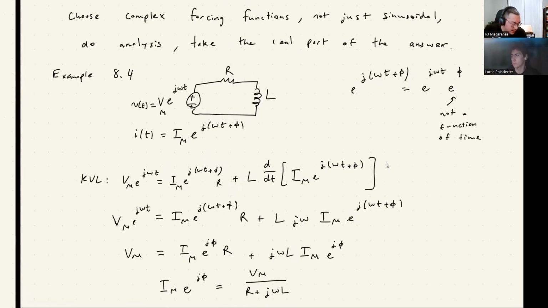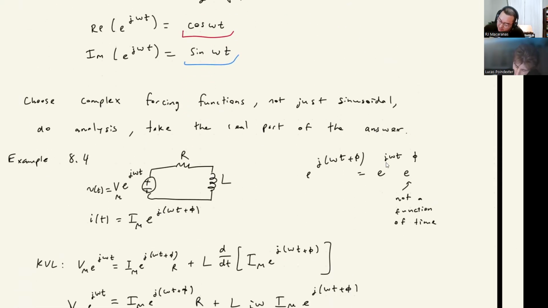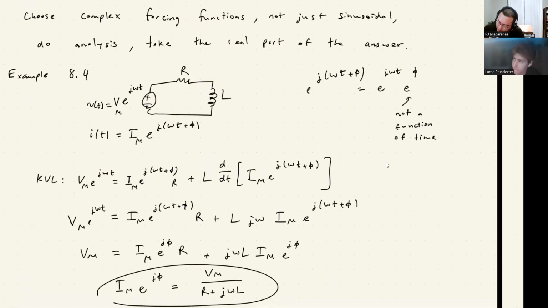And so now we have this expression, this equation for the current. And what they do here is convert it into the polar form. So let me just grab this result that we have here and we can copy that.